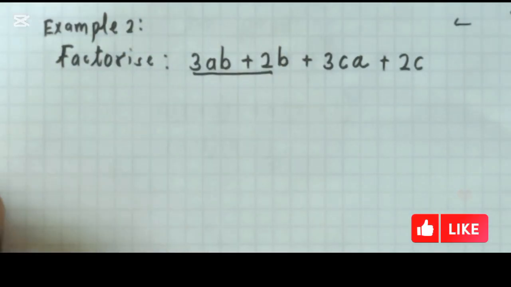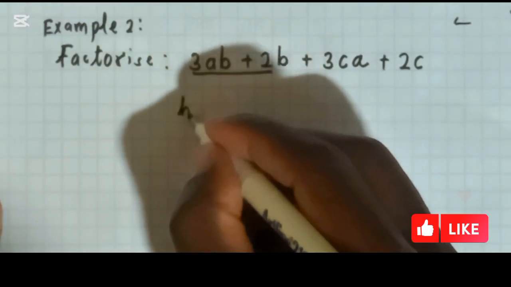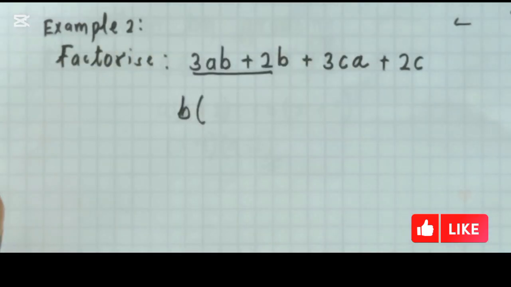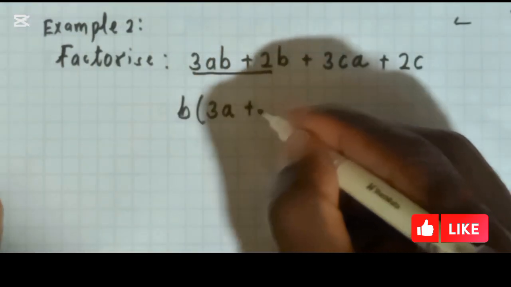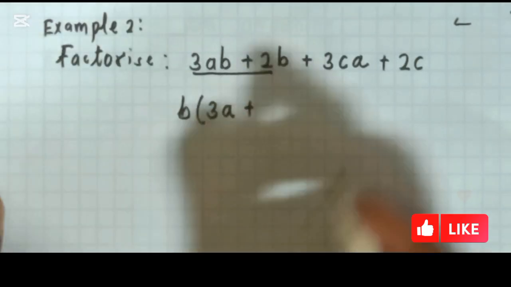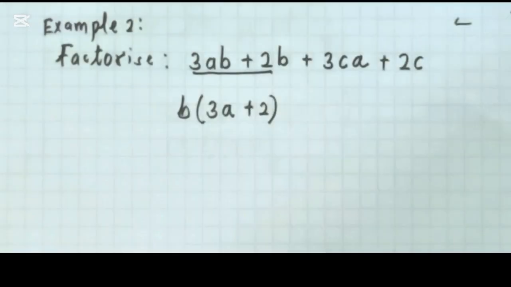Okay, you're going to know that b is the common factor there. And so we'll just pull our b out as our common factor. Then we're going to take 3ab divided by b, and that will give us 3a, plus 2b divided by b will give us 2.